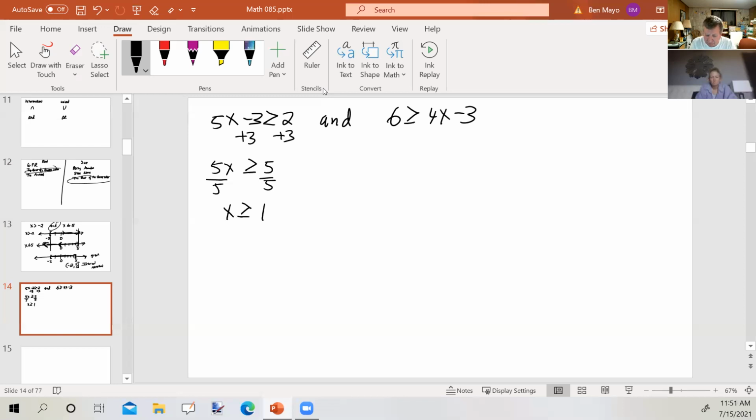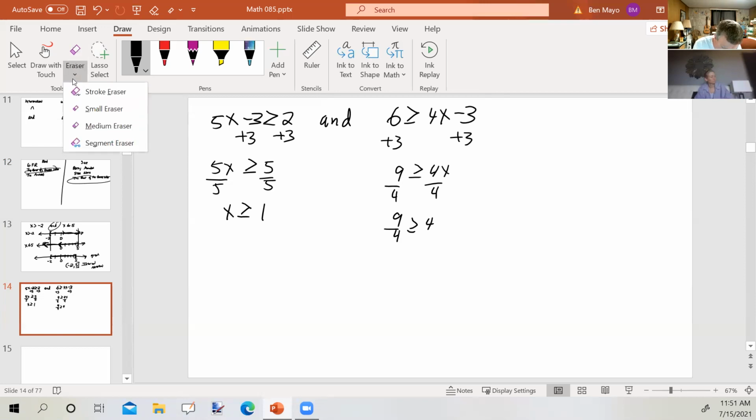All right. The second inequality, going to solve for x. But I want it on the left side. So here's what I'm going to do. I'm going to add 3. I'm going to say 9 is greater than or equal to 4x. I'm going to divide by 4. So 9/4 is greater than or equal to just plain old x. Now, I said I wanted to solve it for x on the left.